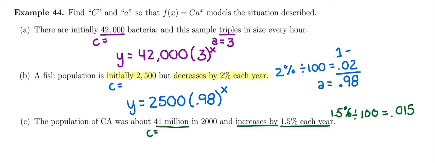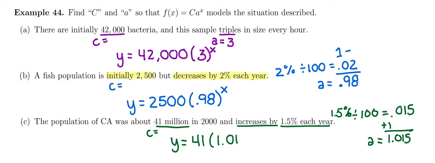And we want to think, do we want to add 1 to this to make it growth, or do we want to subtract it from 1 to represent decay? So this is increasing, so our number should be bigger than 1, so that it definitely increases. So we're going to add 1 to it, so a is going to be 1.015, so we're going to get y equals 41 times 1.015. That 1 will keep 100% of the population, and then we have 0.015 more. So we have 1.5% growth raised to the x years.